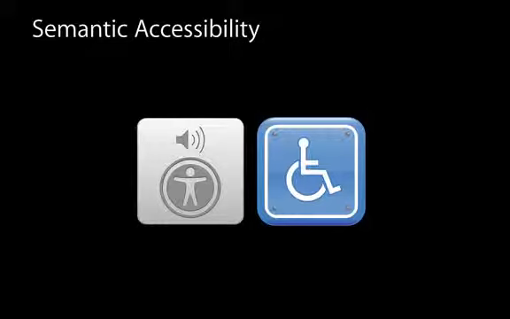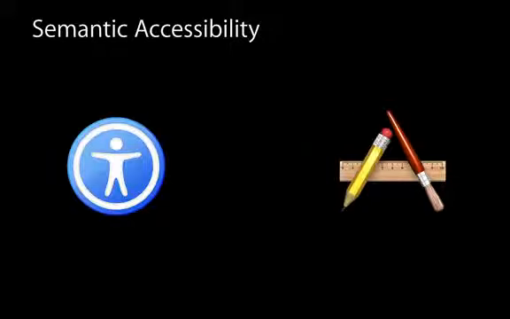Next, let's look at implementing semantic accessibility so that VoiceOver users and switch control users can also use your app. Semantic accessibility is what allows an assistive technology like VoiceOver to get information from an app and to control the app, doing things like tapping buttons or adjusting sliders.